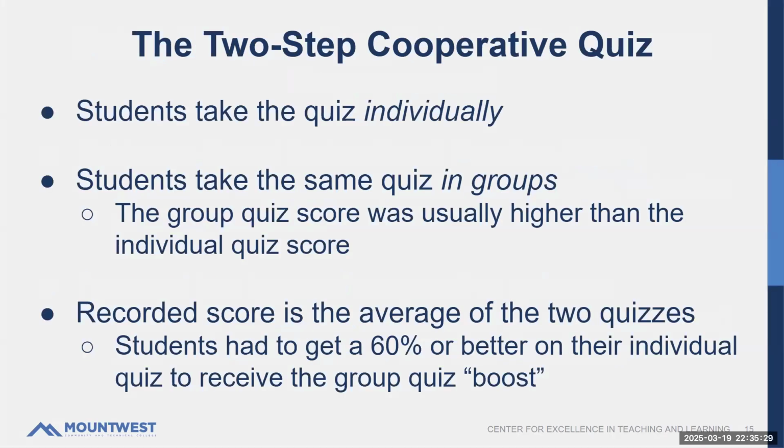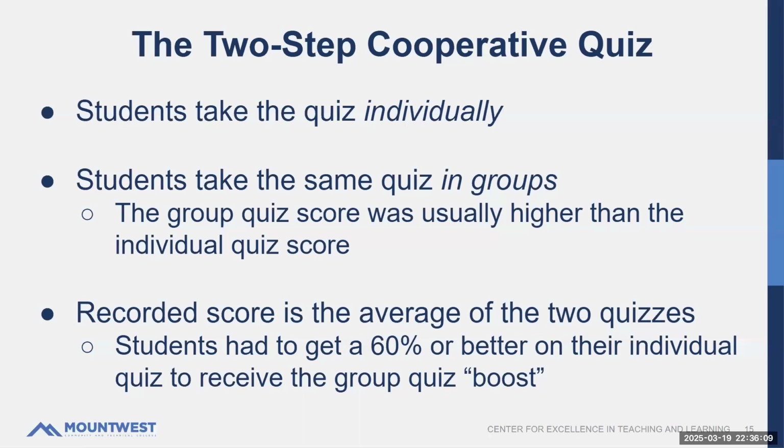All right, so the 2-step cooperative quiz is probably the more traditional way to do cooperative testing. The way I did it, the first step is every student takes the quiz or the test individually, and then students take the same test or quiz in groups. So those are the 2 steps. What I did is I would take the average of those 2 quiz grades, and the caveat was that students would have to get a 60% or better on their individual quiz.